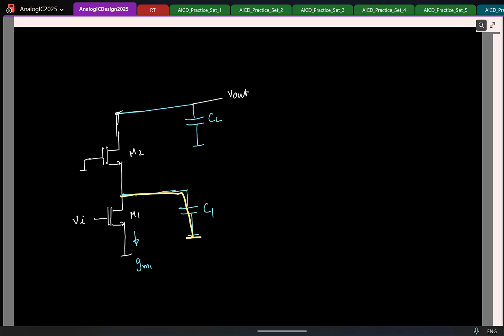GM1 times Vi. Now where will this current flow to? Everything will flow to the short circuit, nothing flows to the output. So what will be the output in this case? I mean, if I short C1, what will be the output in this case? So is there a 0 in the circuit? Right? So there is no 0 here. We have only 2 poles.